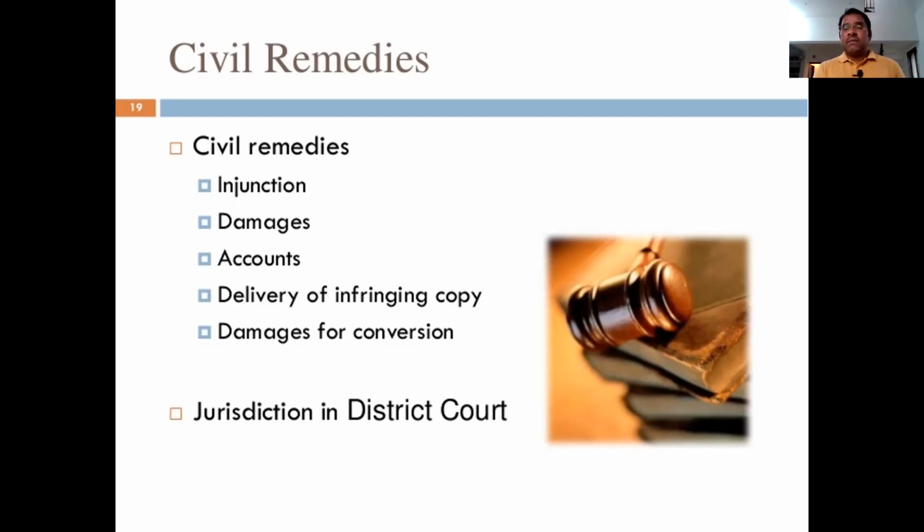Delivery of infringing copy. Whatever copies he has created with the help of duplicate machinery and all those things have to be handed over to me as I'm the true owner, so that nobody else can duplicate the same thing again. And lastly, damages for conversion. Suppose that person might have converted that work into a movie without my knowledge. Then whatever damages I have suffered because of that, he has to pay me back. Now, where to file this particular case? I have to file this case for civil remedies before a court not below the district court.